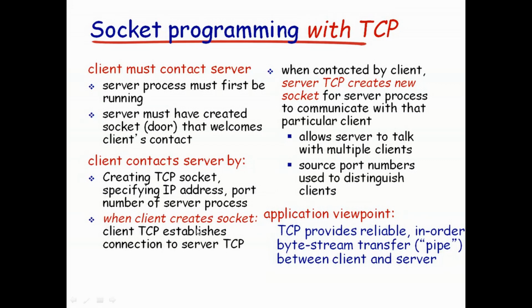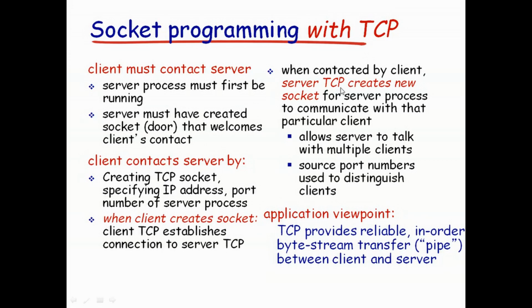When the client creates the socket, the client TCP establishes a connection to the server TCP. So whenever the client creates the socket, the client's TCP connection is established, as TCP is connection oriented. When contacted by the client, the server TCP creates a new socket. We saw that, right? Initially it will have one single server socket to welcome each and every client, like a receptionist.